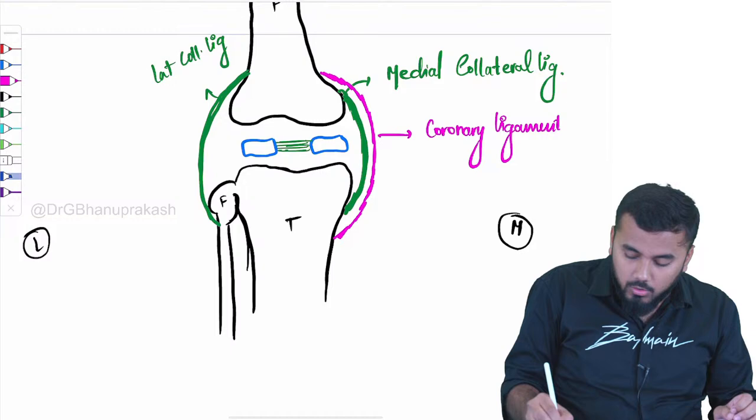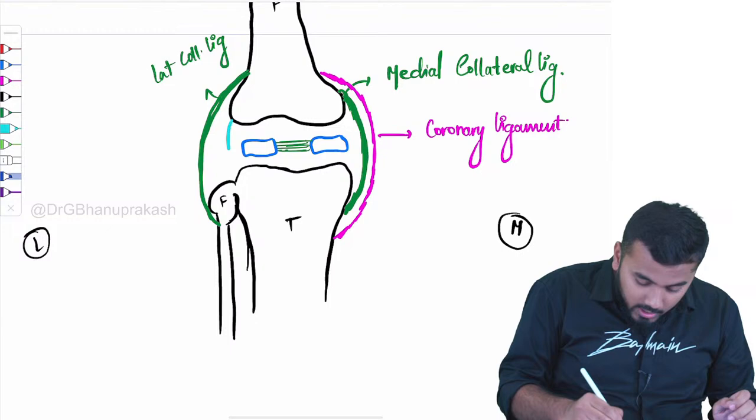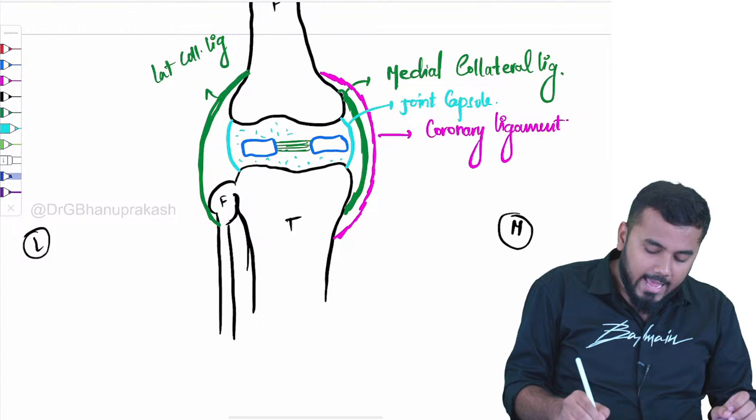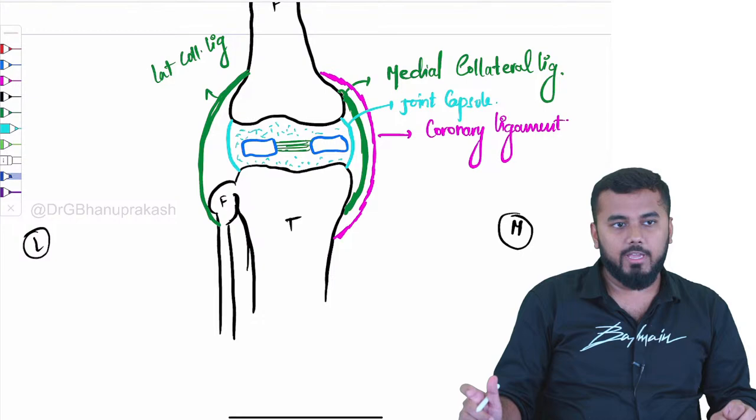And by the way, most important thing we forgot, what is that? We have got something called a capsule. This is called the joint capsule. Within this joint capsule, you have got synovial fluid. We have got hyaluronic acid in this. I'm not going into physiology now. So this is synovial fluid within this. Okay. Why am I telling you this?